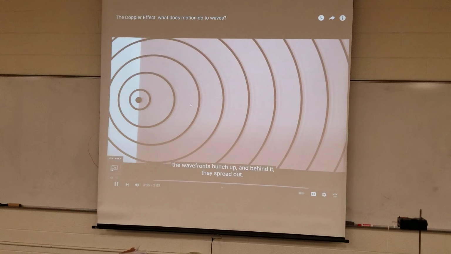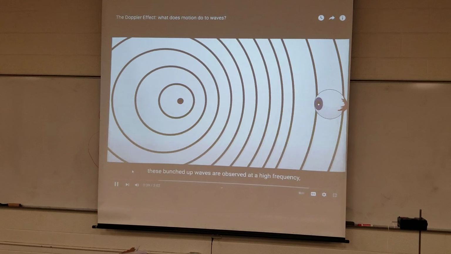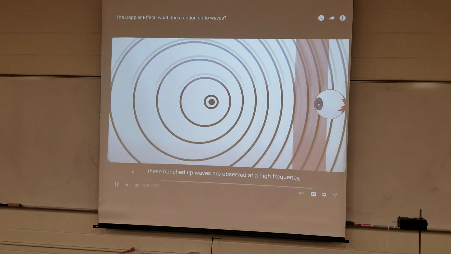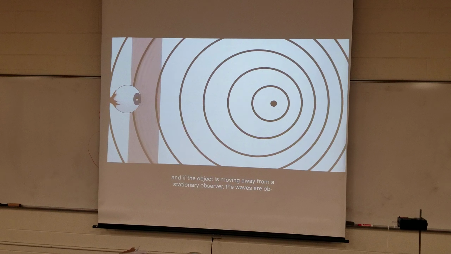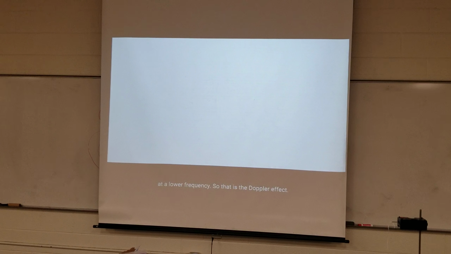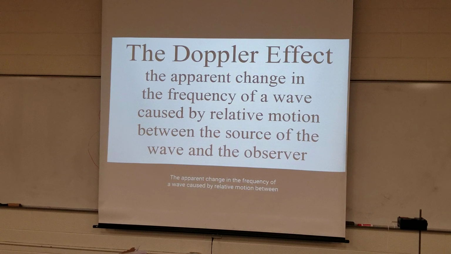Behind it, they spread out. If our object is moving towards a stationary observer, these bunched up waves are observed at a high frequency. And if the object is moving away from a stationary observer, the waves are observed at a lower frequency. So that is the Doppler effect, the apparent change in the frequency of a wave caused by relative motion between the source of the wave and the observer.